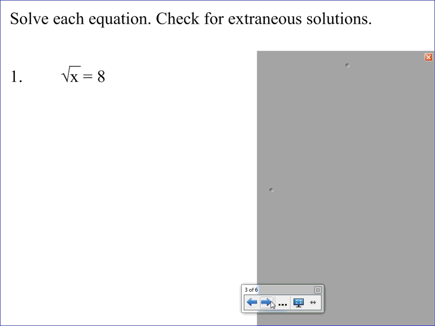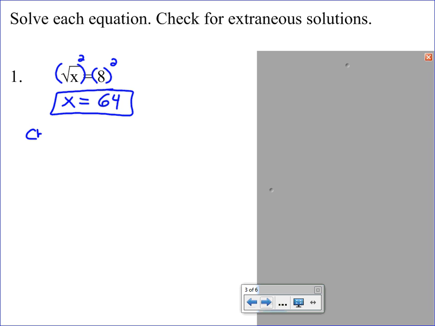So problem number 1, very simple, straightforward problem to begin with. We check that the square root is by itself, and it is. So we're going to jump right to step 2, which is where we square both sides of the equation. When you square a square root, that is an inverse operation, so that cancels out. And when we square the 8, we get 64. Okay, so we're actually almost done.